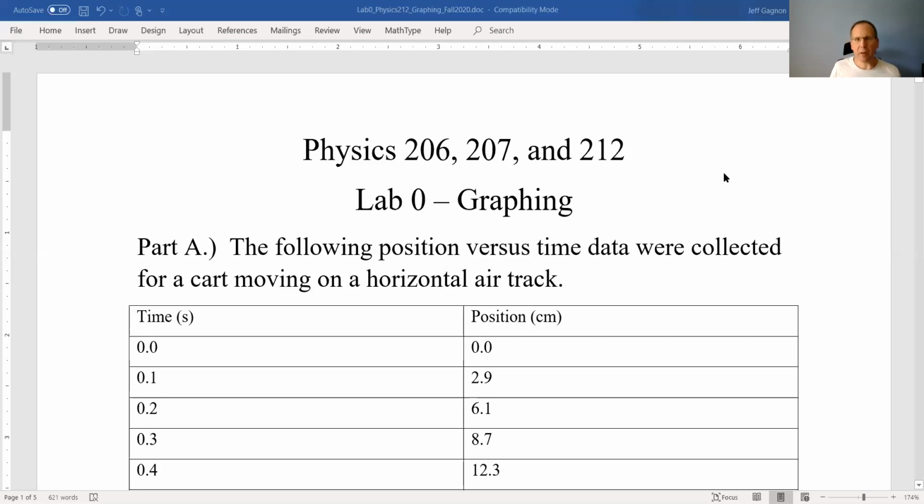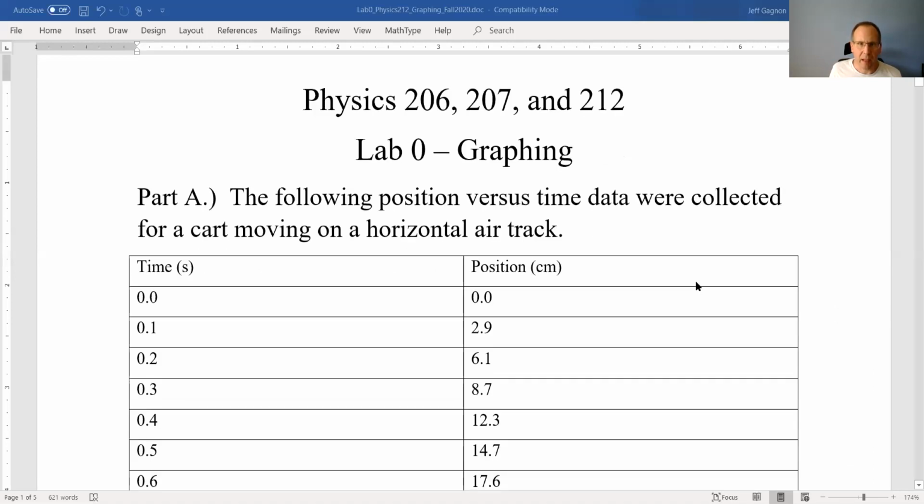Okay, so bring up your lab handout. Let's talk about the lab handout for this first lab. Again, it'll be very similar for Physics 206, 207, and 212. The only difference is Physics 206 will not be doing the pendulum part.